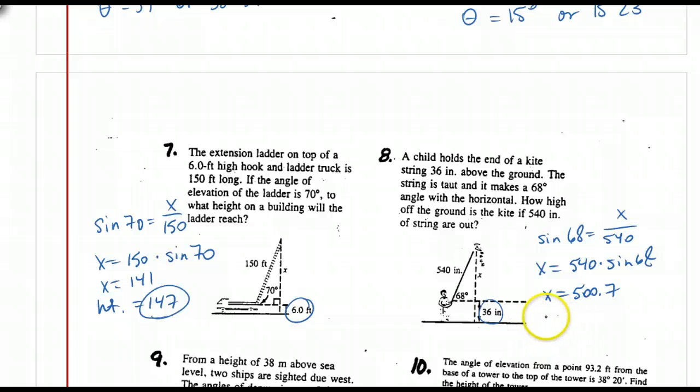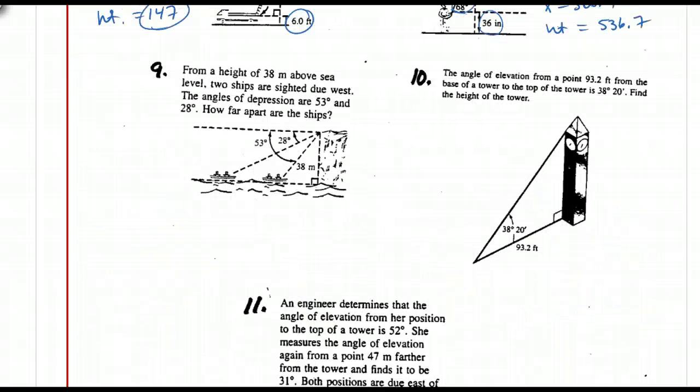And if you add 36 inches to that, we have the height equals 536.7. If you're using significant figures, then it's going to be a little off because there's only two significant digits here, so it's not going to be too useful. So hopefully you're okay with that, or I would take 501 and 537.